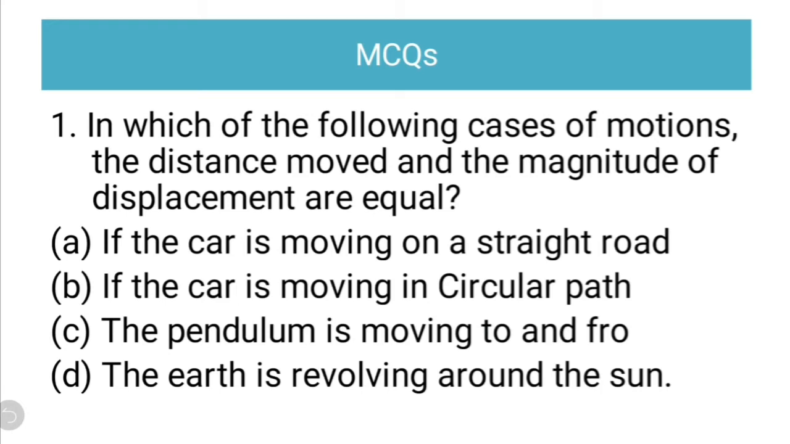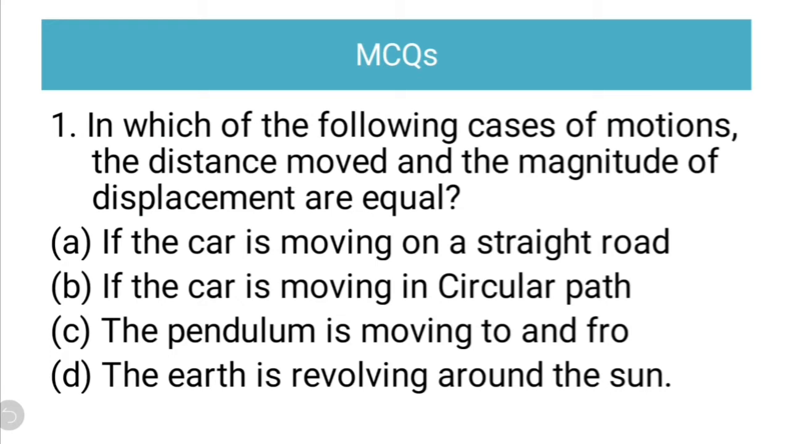So if the car is moving on straight road, yes, the chances are that the displacement and distance are equal. Option B, if car is moving in circular path. Remember students, that in circular path direction keeps on changing, so velocity also changes. So this is the accelerated motion. Then pendulum, the object comes onto the same point again and again, so displacement becomes zero. Earth is revolving around sun, this is also very close to the circular path.